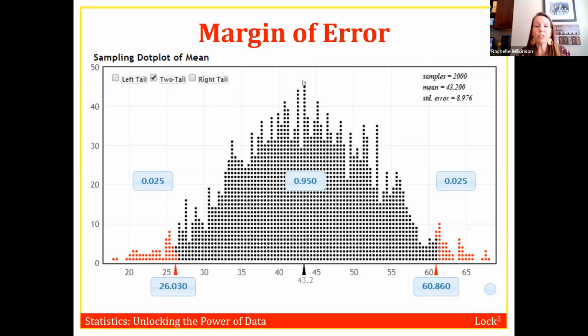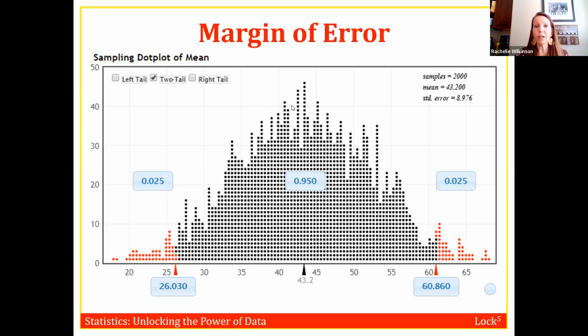It's a sampling distribution, so I know that one dot on this sampling distribution represents one sample mean, right? And I can see the center of this sampling distribution is about 43.2, so that means that my population parameter value is somewhere close to 43.2, because I know that my sampling distribution is centered on the population value. So each of these dots represents a sample mean that I could get by taking a sample from this population.